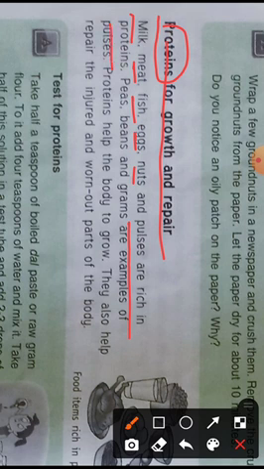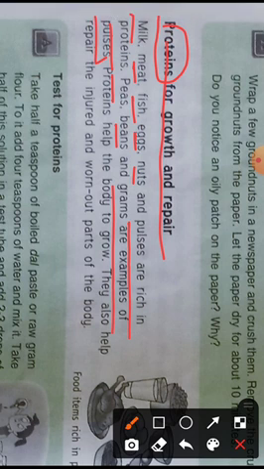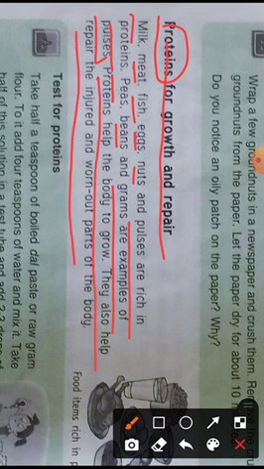If you are having them every day in your diet, then you are getting protein. Peas, beans and grams are examples of pulses. Proteins help the body to grow. They also help repair the injured and worn out parts of the body. So growth is also brought by protein.